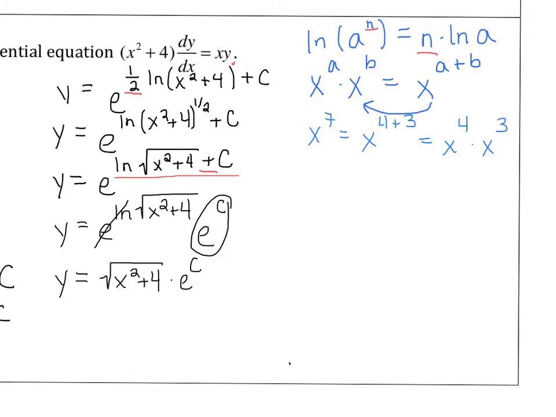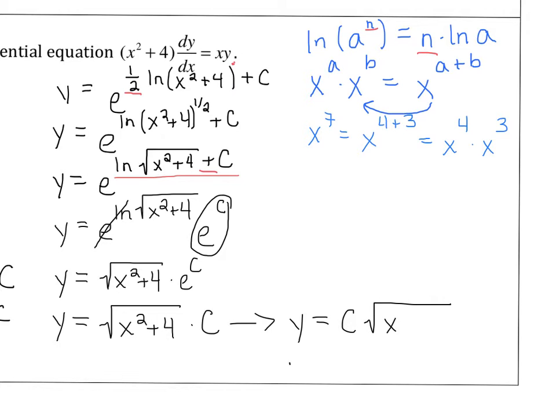However, e is just a constant, 2.718281828, yada, yada, yada. So any constant raised to a constant exponent is, you guessed it, going to be a constant. So we can reduce this even further to root x squared plus 4 times c. Notice the c is on the outside of the radical now, and I think a nice presentable way to leave this is y equals c times root x squared plus 4.